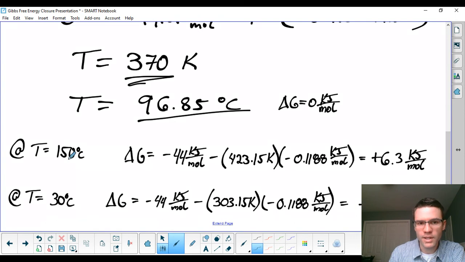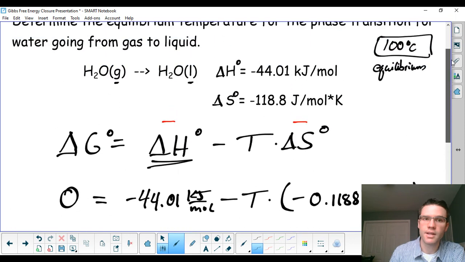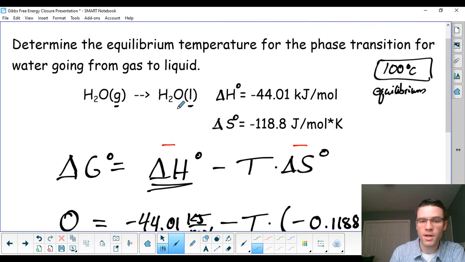For 150 degrees Celsius, if you plug it into our equation, our enthalpy change and our entropy, but I changed my temperature, 273.15 plus 150 degrees Celsius, you get a positive value. That would mean that it's non-spontaneous at temperatures above 100 degrees Celsius. And for this reaction at temperatures above 100 degrees Celsius, we're not going to get gas to a liquid.